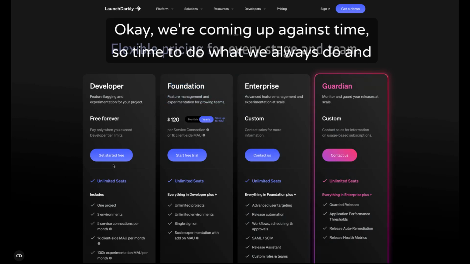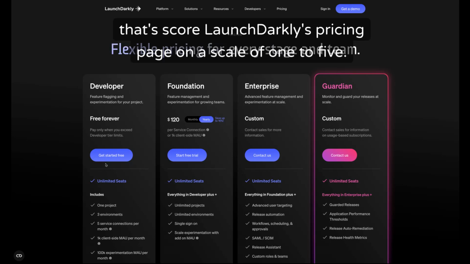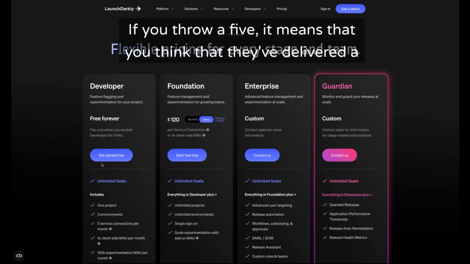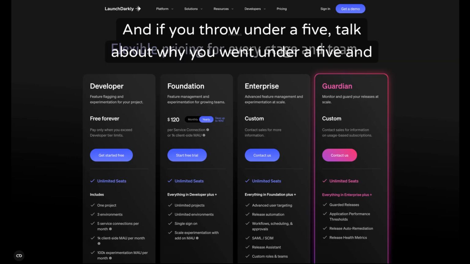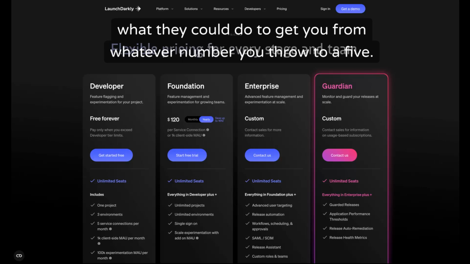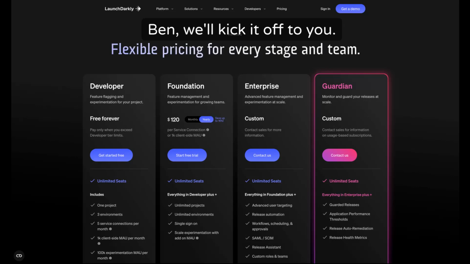Okay, we're coming up against time, so time to do what we always do, and that's score LaunchDarkly's pricing page on a scale of 1 to 5. If you throw a 5, it means that you think they've delivered a really exceptional pricing page that meets all the right bars, and if you throw under a 5, talk about why and what they could do to get you from that number to a 5. Ben, we'll kick it off to you.